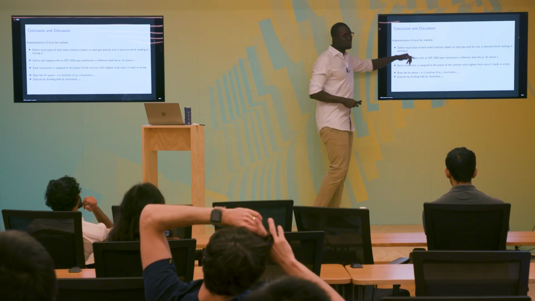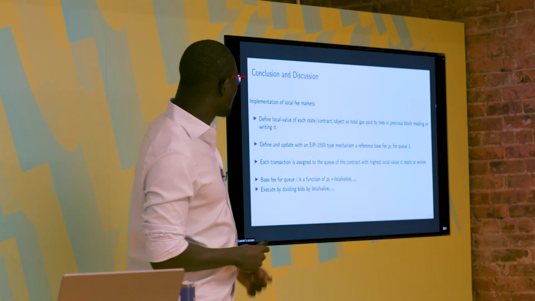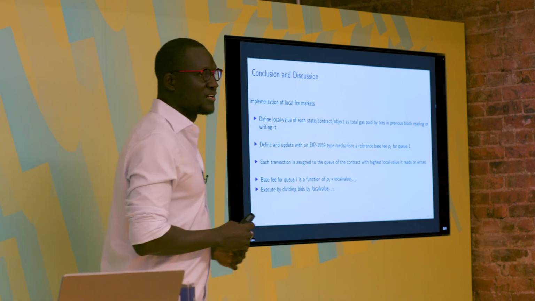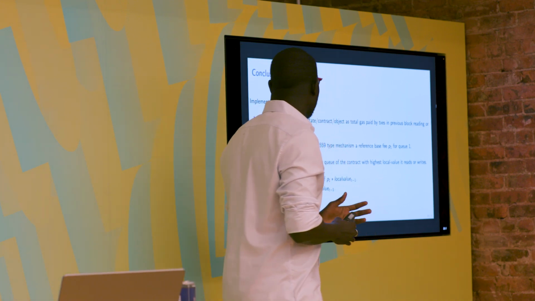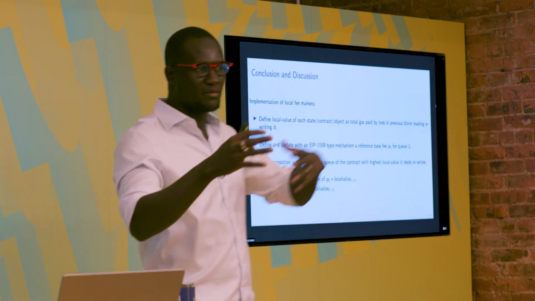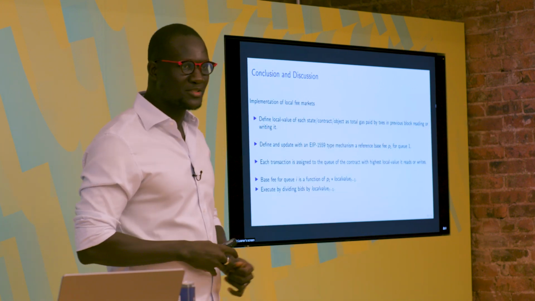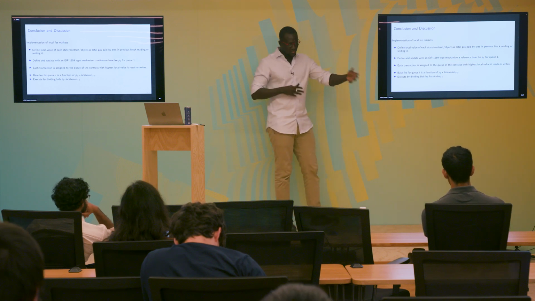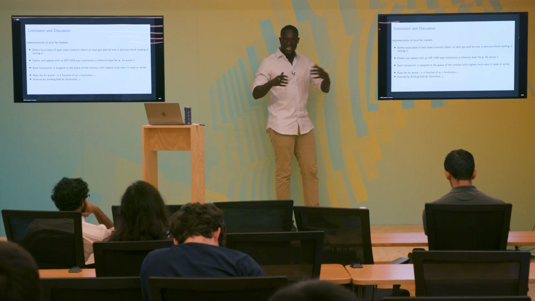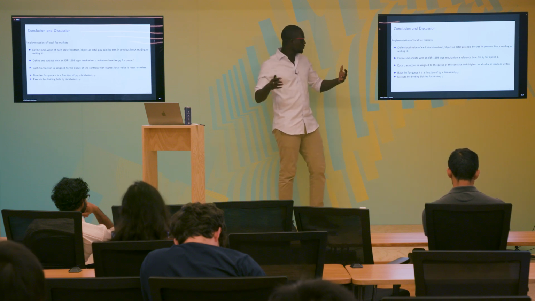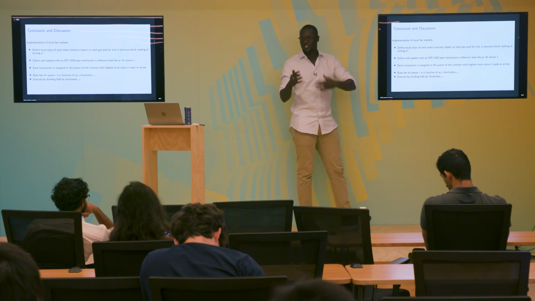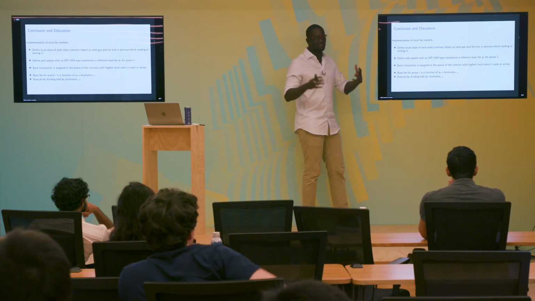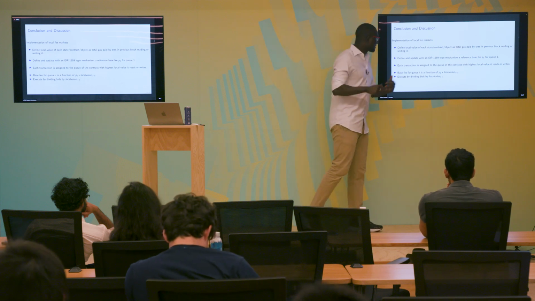So for example, you can define what I call here the local value of each state or contract or object as the total gas paid by transactions in the previous block that read or write it. The example I give often is Solana, where you refer to the account that you're reading or writing. You can compute from a previous block, to avoid issues around simulation and so on, the level of hotness or local value of that state.